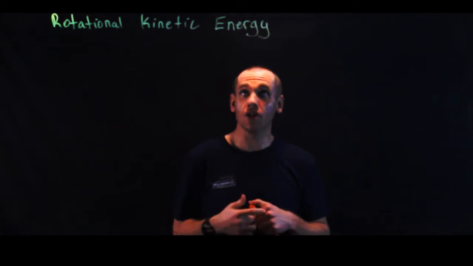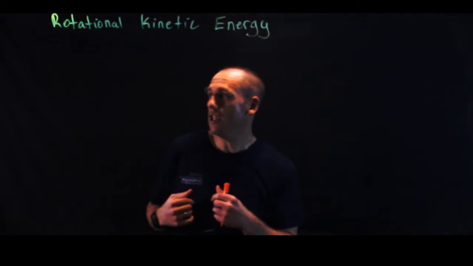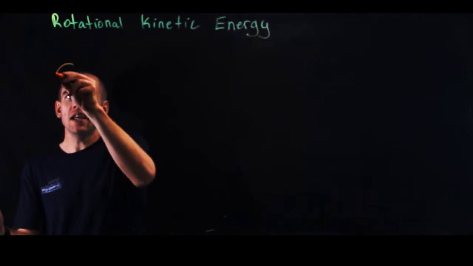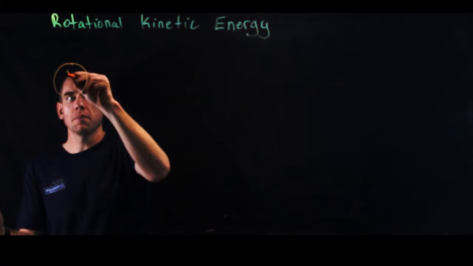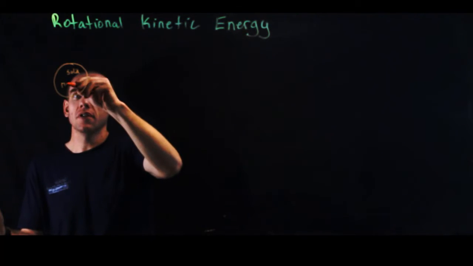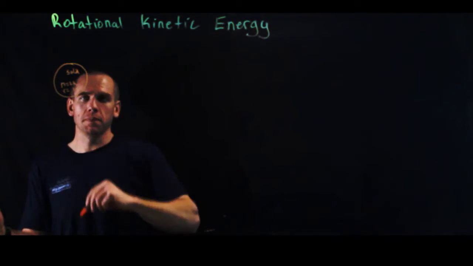Let's work another rotational kinetic energy problem. So in this one, we're going to make things a little bit more complicated. We're going to have a solid disk that has a mass of 2 kilograms and a radius of 0.2 meters.